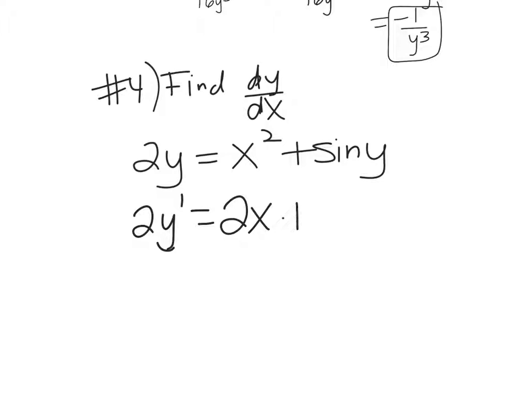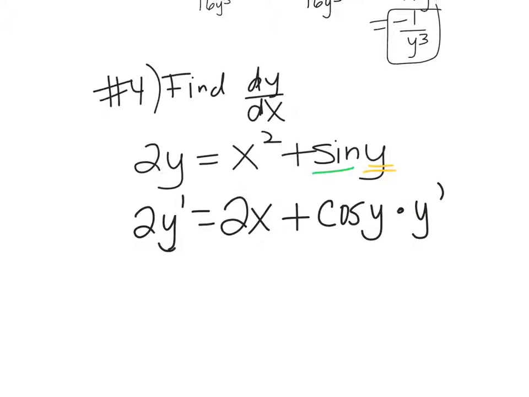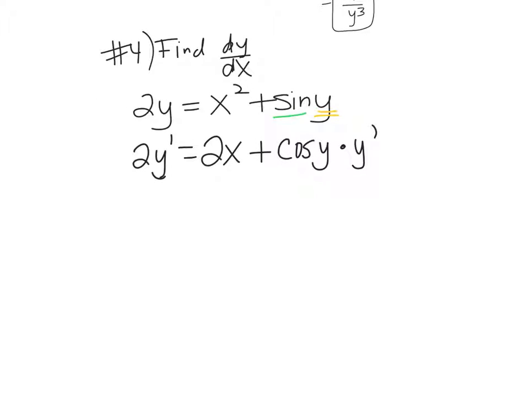And now this is going to be chain rule. There's an outer function, which is sine, and then there's an inner function, which is y. So let's take the derivative of sine y. Derivative of sine y is going to be cosine y, and then times the derivative of y, which is y prime. Okay? All right. Now I have to solve for y prime, and I have more than one.